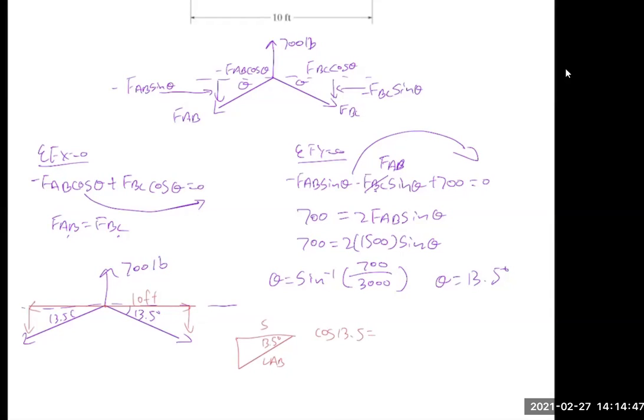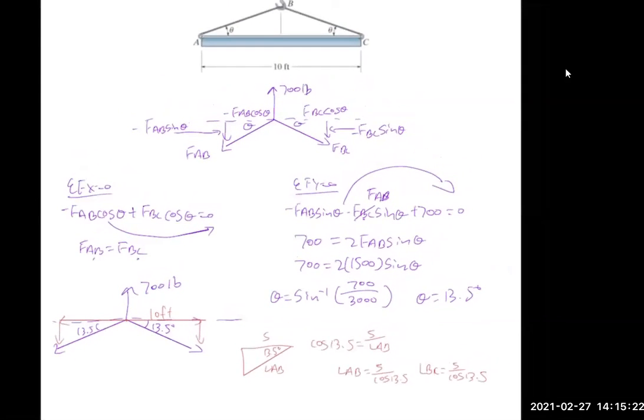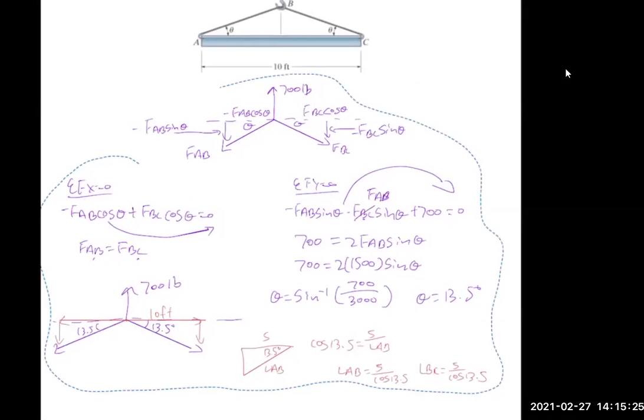I know cosine of the angle 13.5 equals, what's cosine? Cosine equals adjacent divided by hypotenuse, right? So it would be 5 divided by LAB. And then I get LAB equal to 5 over cosine 13.5. Okay, and then the same thing for LBC. LBC will also be equal to 5 over cosine 13.5 because they're the same triangle. Okay, all right. So let me scale this down first because I don't have any more room to write.